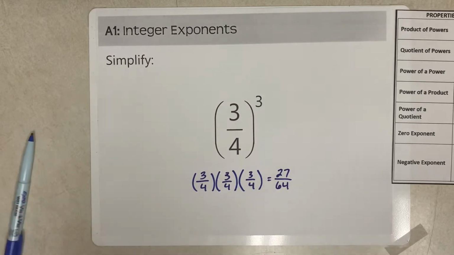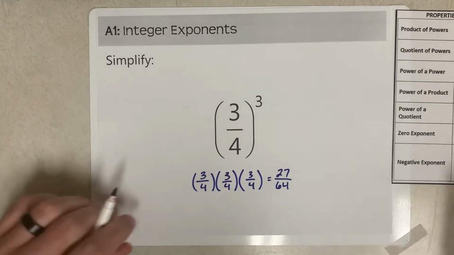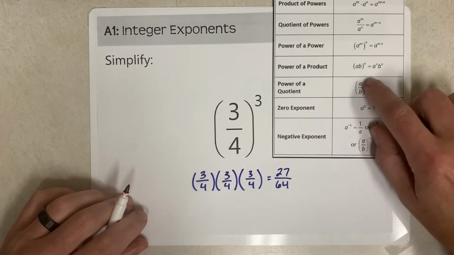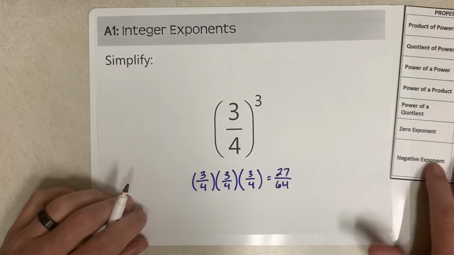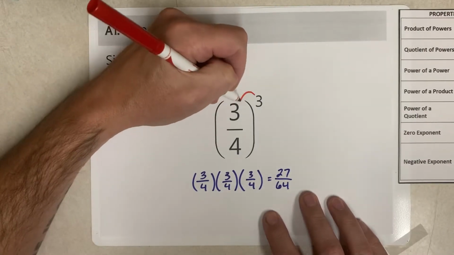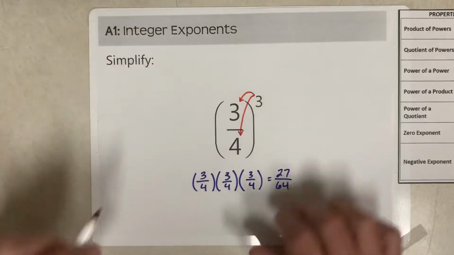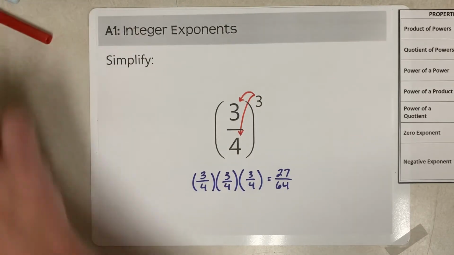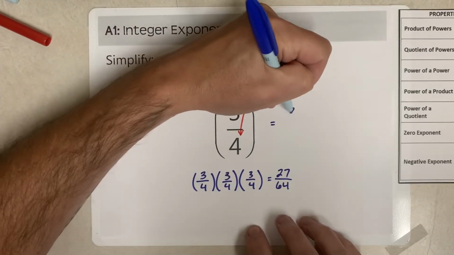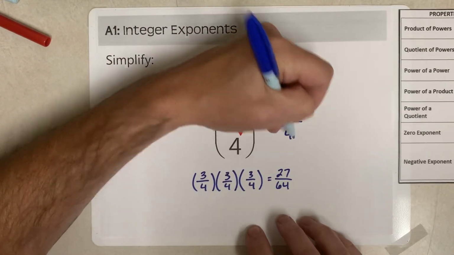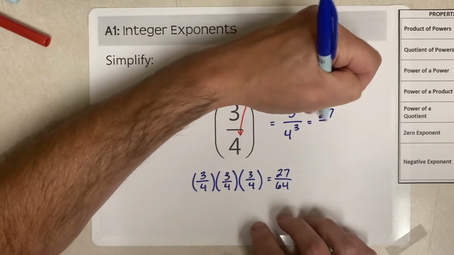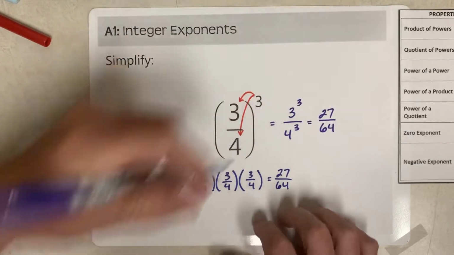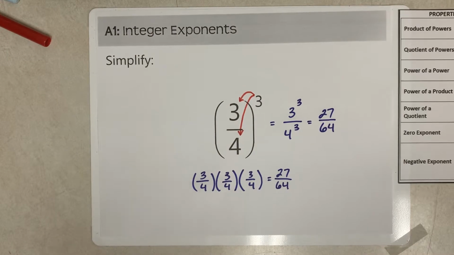However, there's another way you could do this, and that is using your power of a quotient property right here that says that that exponent can distribute to each of these guys in the parentheses in the fraction. So what's going to happen is this 3 will distribute and become an exponent for both those guys. All right, so what does that look like when we're done? 3 to the 3rd power over 4 to the 3rd power. And as we just saw, 3 cubed is 27, 4 cubed is 64, and you still get the same answer that you did before, so that's good.